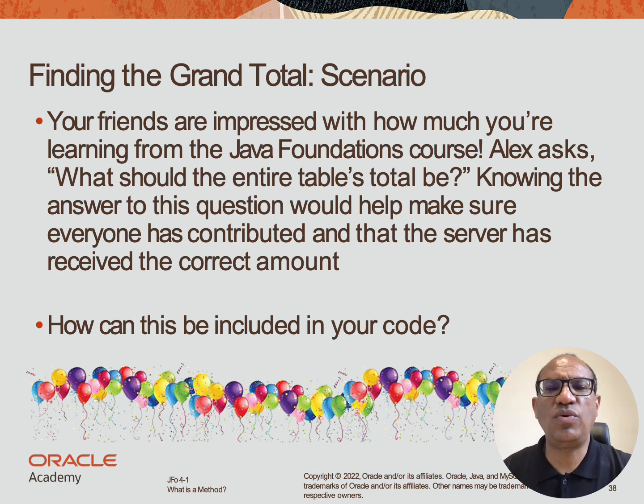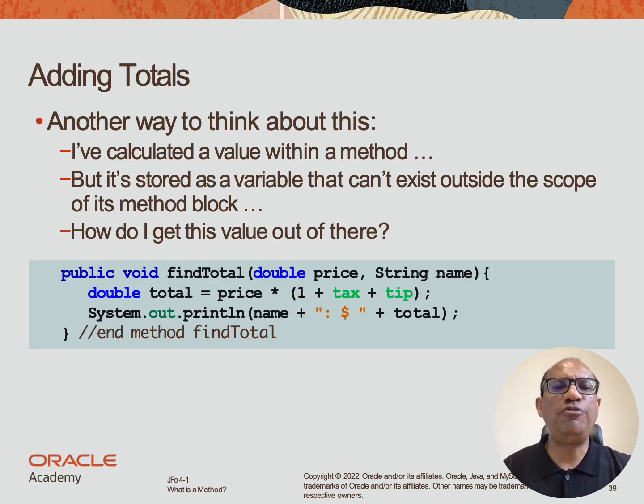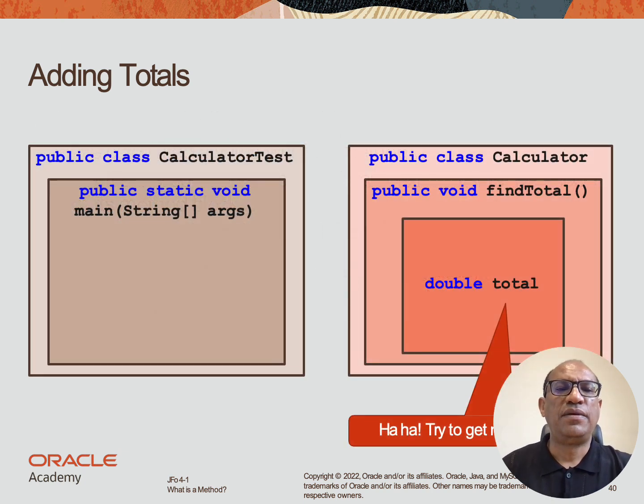Now, Alex asks, what's the total for the whole table? It's a good question. But there is an issue. Your method calculates totals, but doesn't return them. You've probably written something like System.out.println(calc.findTotal(10) + calc.findTotal(12)). But Java yells, "void type not allowed here." That's because findTotal doesn't return anything yet. It is a void method. Void methods don't give anything back.